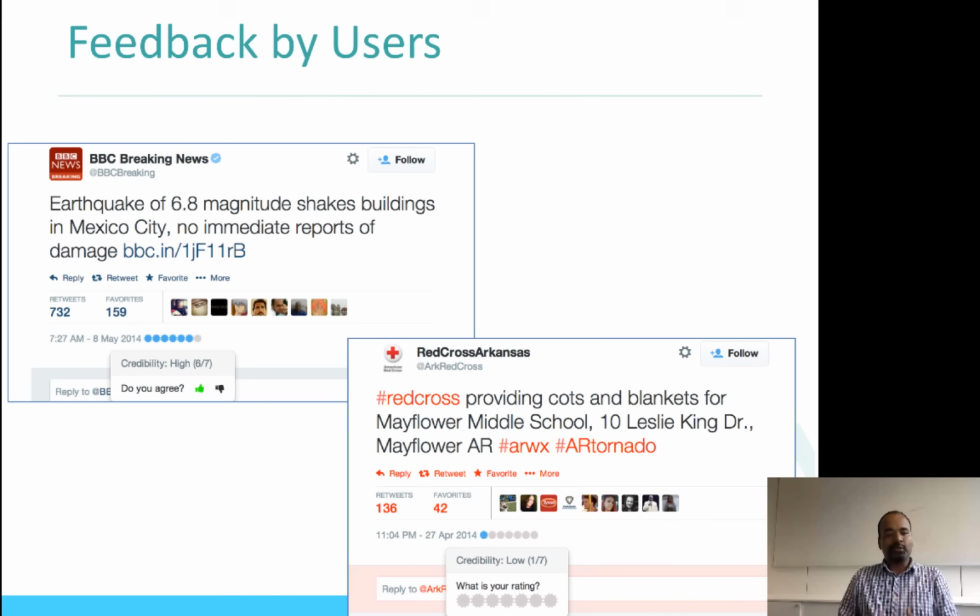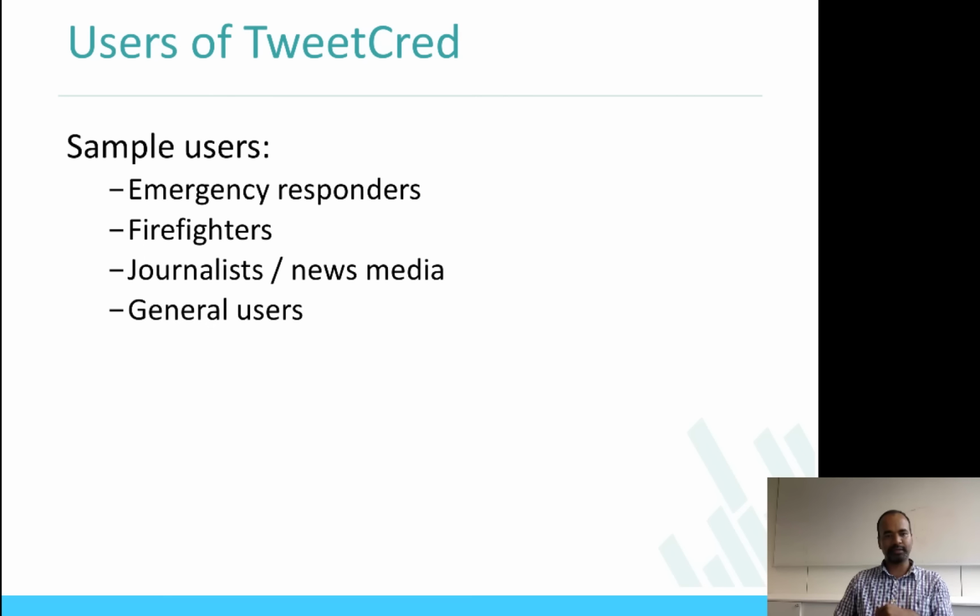Users can also give feedback to the system, and as I showed in the demo, TweetCred asks the user to say agree or disagree with the values that are presented. If you agree, that's okay. If you don't agree, please provide the information. Please provide the value that it should be. What do you think it should be? That's what is presented in the top left, which is when you agree. Bottom right is what is shown if you disagree.